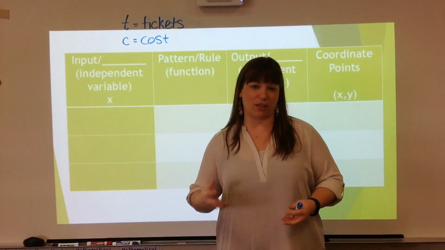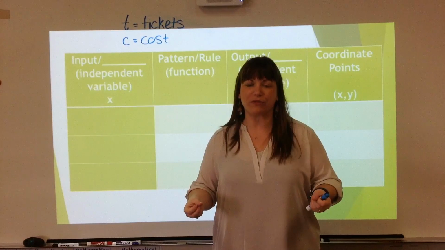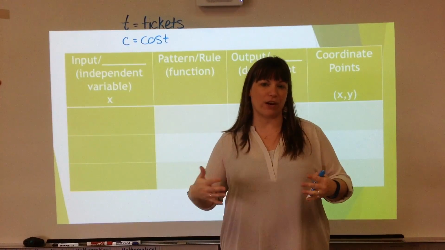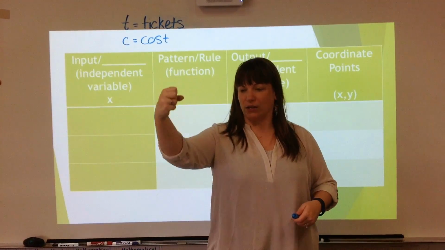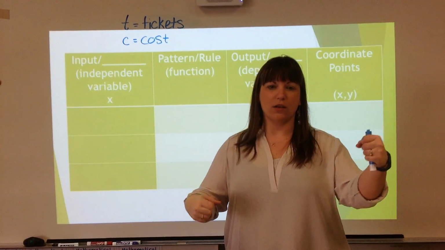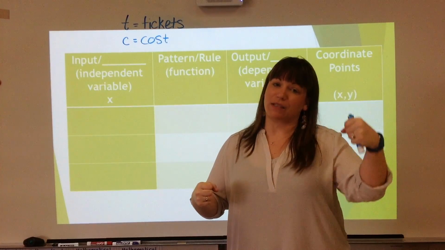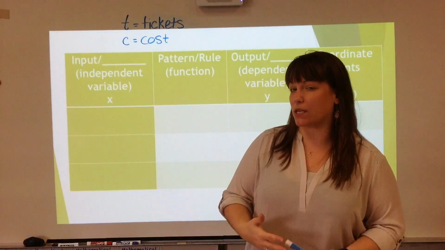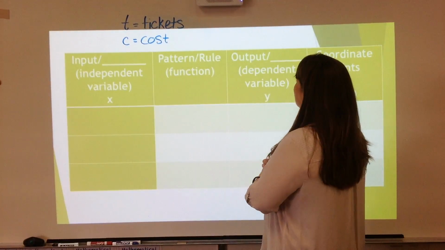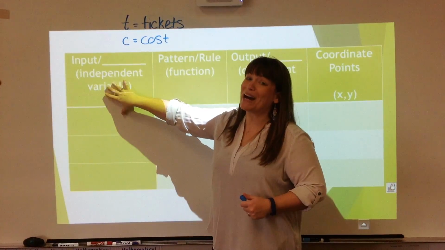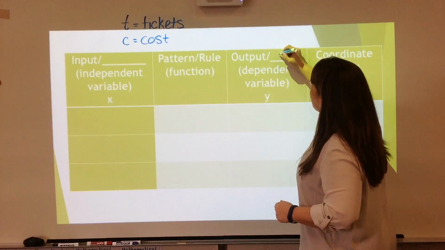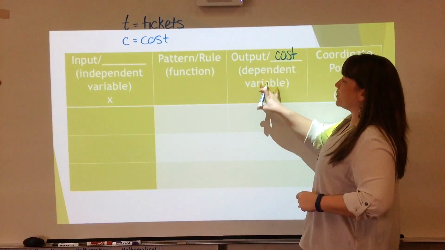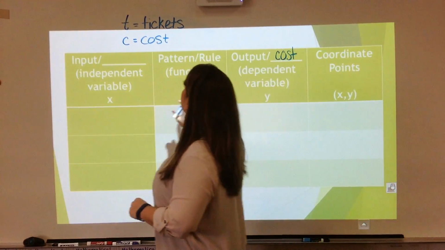That's what I'm asking myself. I'm just switching the order of those variables around and using the phrase, which one is dependent upon the other? So again, are the tickets dependent on the cost, or is the cost dependent on the tickets? And the only one that makes sense is that the cost is dependent and determined by how many tickets you have.